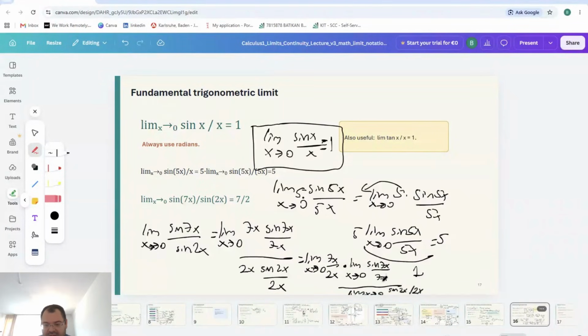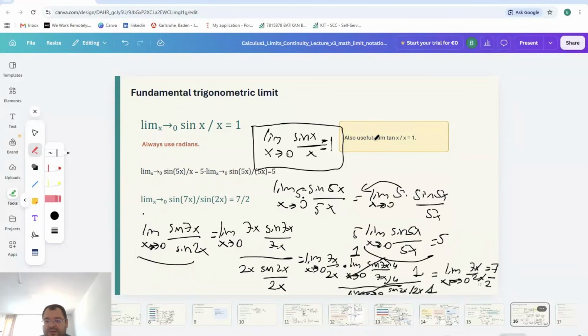So for sine 7x, think of this 7x as the u parameter. You have the limit as x goes to 0 of sine u divided by u, or sine 7x divided by 7x. This is similar to this, so this is becoming 1. Here also, the limit as x goes to 0 of sine 2x divided by 2x is also becoming 1. And at the end we have the limit as x goes to 0 of 7x divided by 2x. The x's are simplified. You will end up with 7 over 2 as the answer to this question.